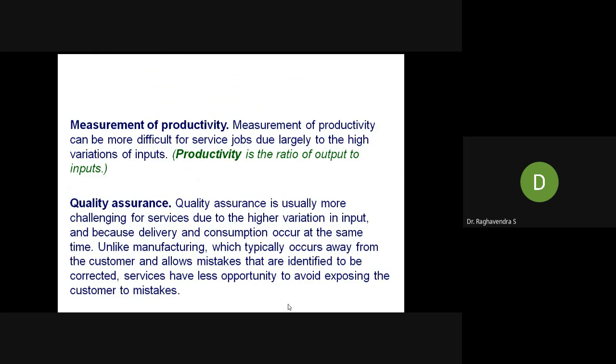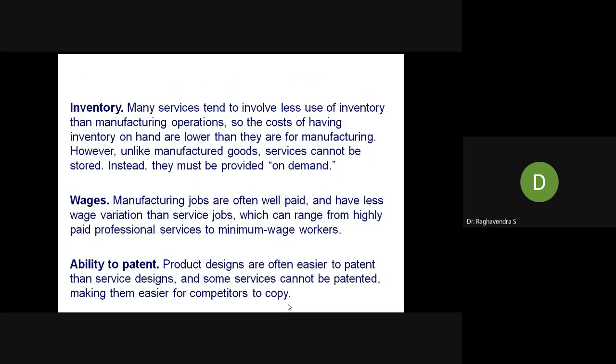Similarly, measurement of productivity. Productivity means the ratio of output to inputs. Quality assurance is very important as a tool to maintain inventory, the stocks, the demand issue. You should keep the inventory in a sufficient way so that there are no shortages. Wages, the salary, perks, the bonus, all these things should be paid well. Ability to patent: product designs are often easier to patent than service designs. Some services cannot be patented, making them easier for competitors to copy.